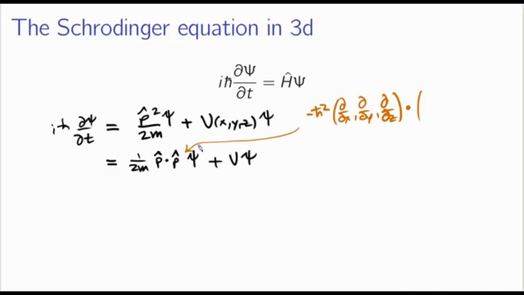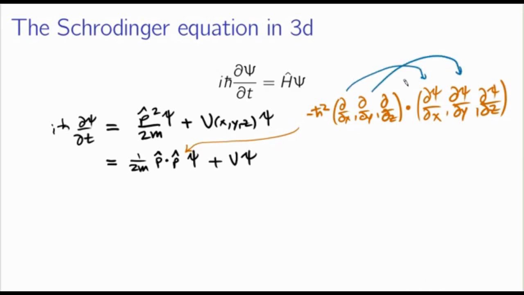But this p hat is directly acting on psi itself. So I'll write this as derivative of psi with respect to x, comma, derivative of psi with respect to y, and derivative of psi with respect to z, all together in a vector. And since I'm taking the dot product here, I know the x component of this vector and the x component of this vector are going to be multiplied together. So I'm going to be acting with the x derivative on the x derivative, the y derivative on the y derivative, and the z derivative on the z derivative. And I'm going to be adding up all of the results, since that's what you do when you're taking a dot product.